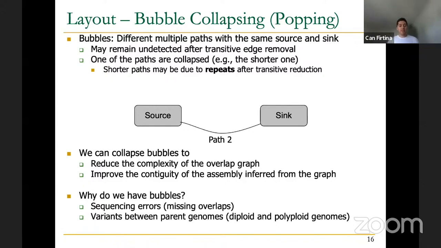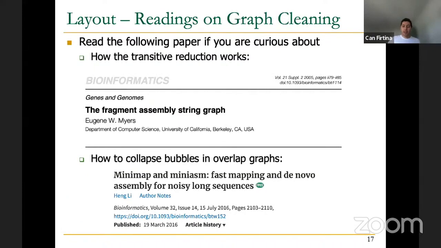Or we may have some variance between the parent genomes, especially in the case of diploid and haploid genomes. When you sequence a genome, if you're sequencing a diploid genome or haploid genome, then you're actually sequencing the chromosomes from both parents, or, let's say, multiple types of chromosomes. And there are certain, of course, differences between parents, and those differences may also be causing the bubbles.